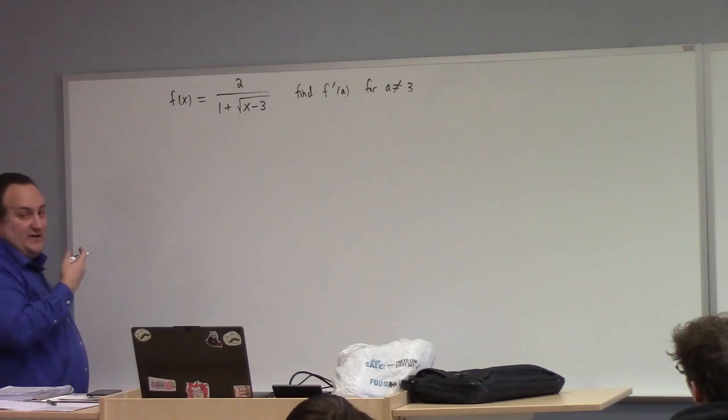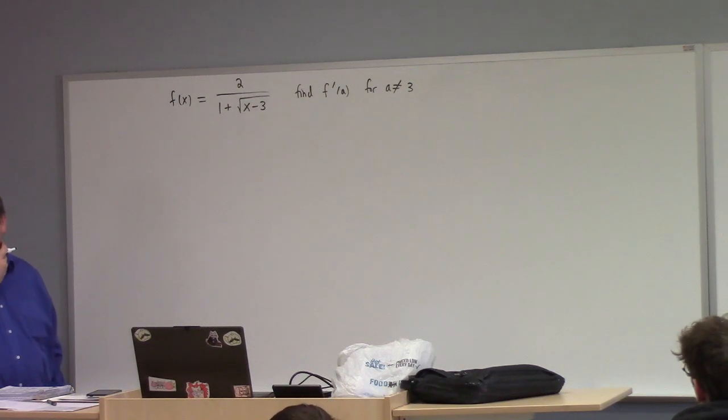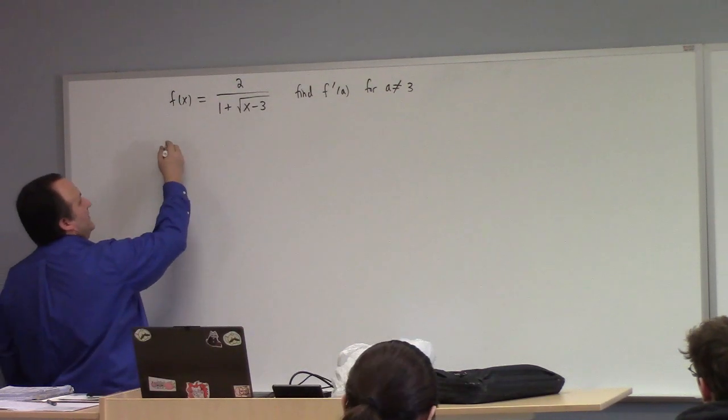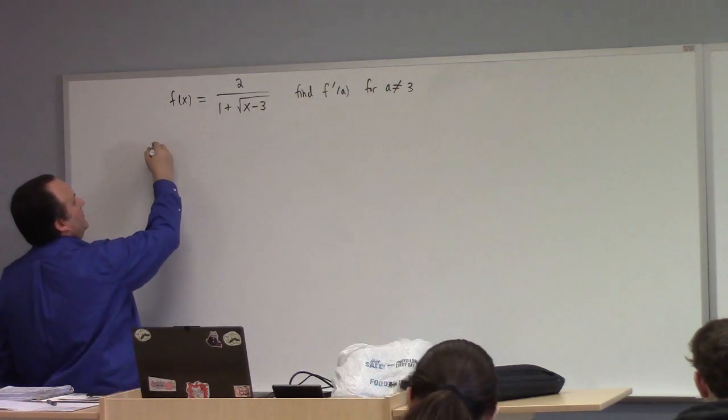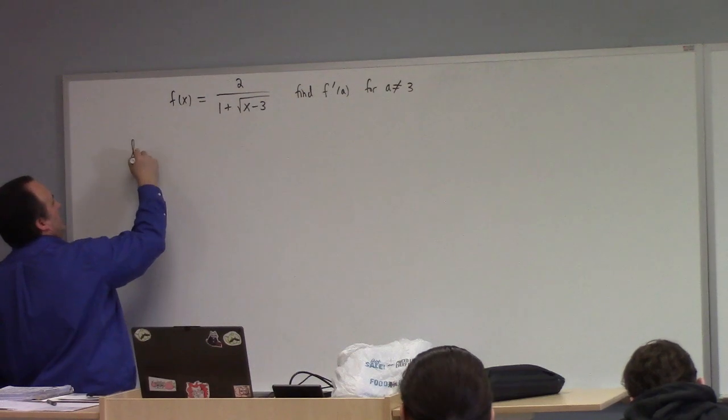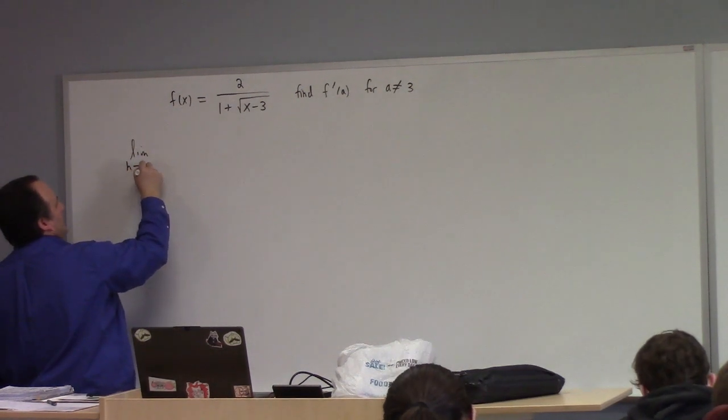Does it matter? Have you tried one or the other? Tried both of them. Okay. So I don't really know right offhand which one's easier here. I'm going to go with the x goes to a. Now, I've done that a lot. I'm going to go the h goes to 0. Limit as h goes to 0.